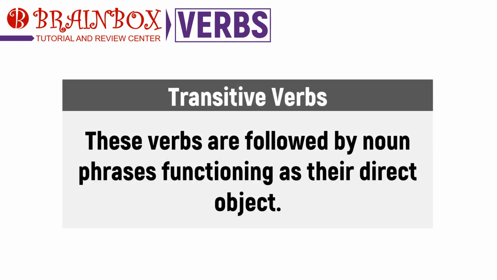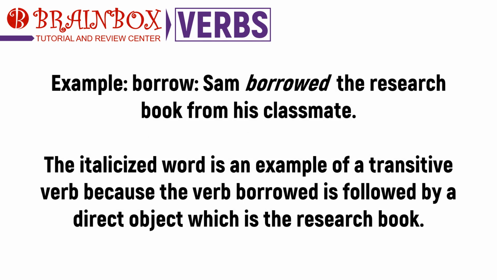The transitive verbs. These verbs are followed by noun phrases functioning as their direct object. Example: borrow. Sam borrowed the research book from his classmate. The italicized word is an example of a transitive verb because the verb borrowed is followed by a direct object, which is the research book.